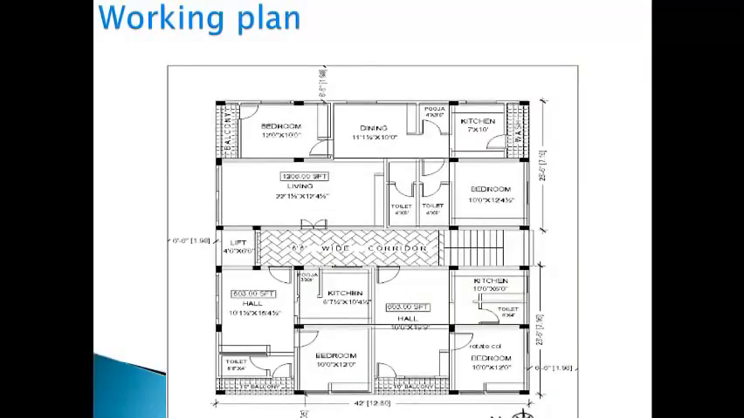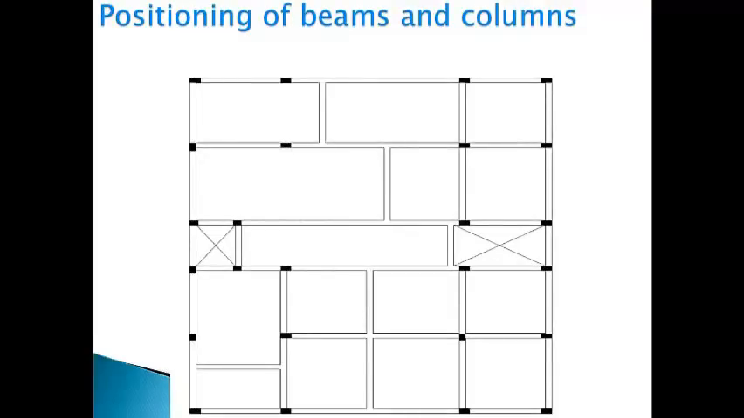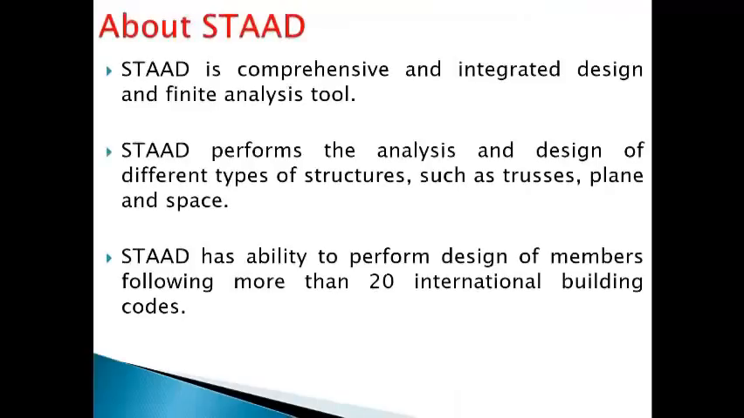This is a working plan I have taken for my project. It is a residential G plus 4 building consisting of a double bedroom and two individual single bedrooms. This is the positioning of beams and columns.